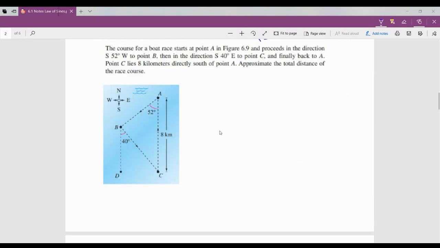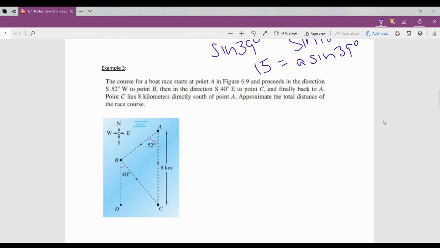All right, so last one of these types. We've got another word problem. We've got a course for a boat race. It starts at point A, proceeds down, then we go this way, and then going back up that way. So that is the length of the boat race. We want to find the total distance of the race course, so we want to know all side lengths.